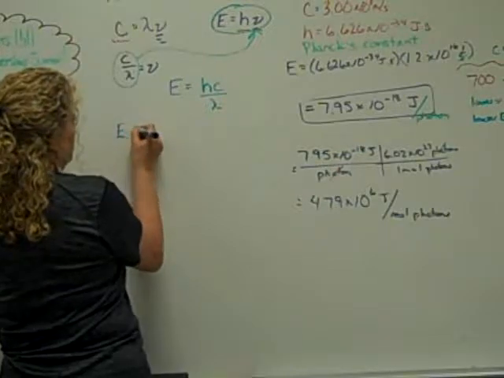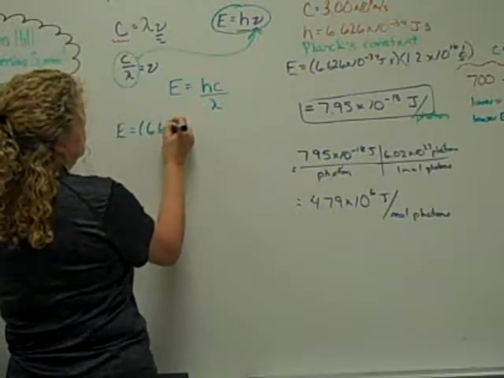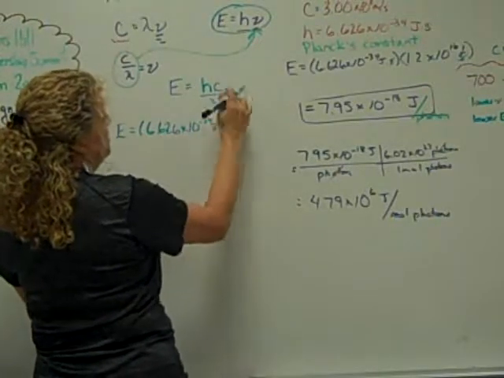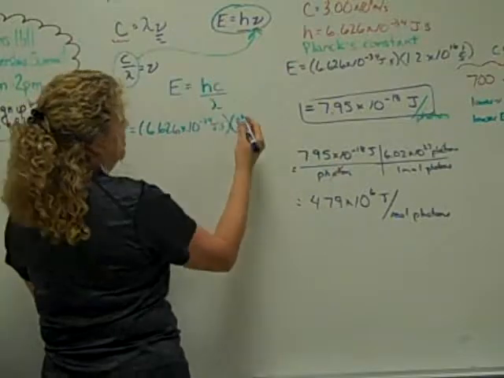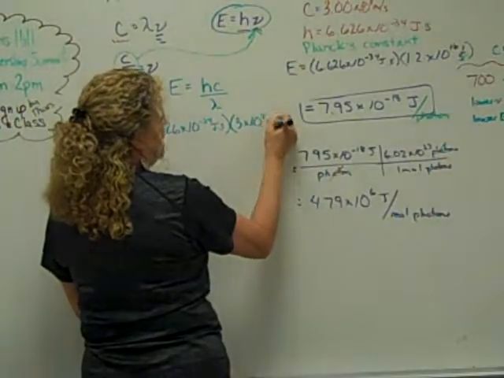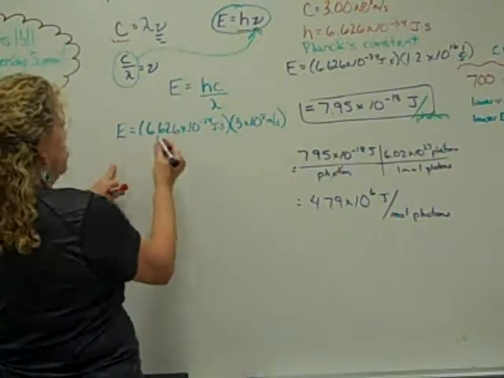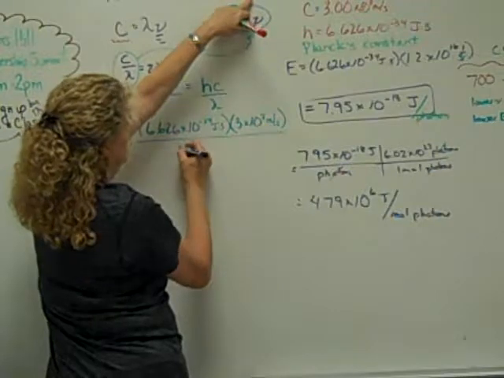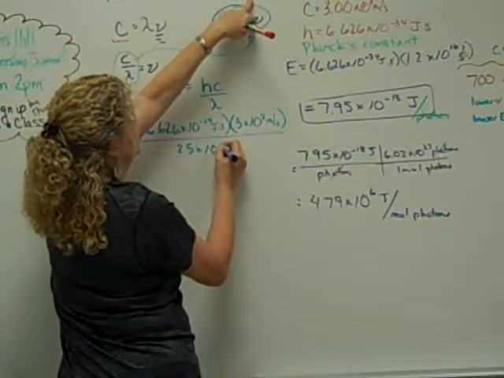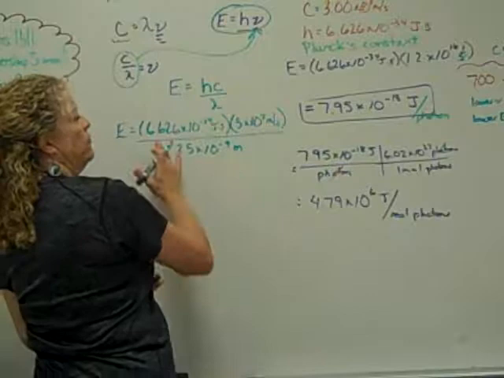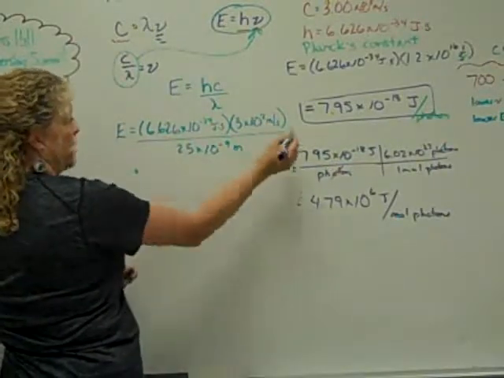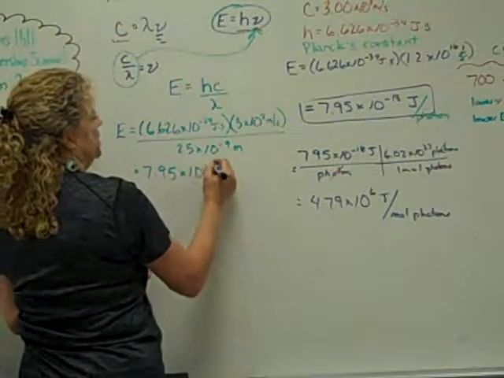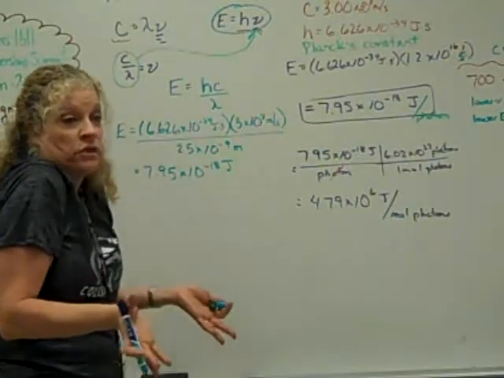And so when you're plugging it in, you're simply going to take 6.626 times 10 to the negative 34 joule seconds times the speed of light, 3 times 10 to the 8th meters per second, or you can use the 2.998 times 10 to the 8th, over, again, this is meters, so you've got to use the meter, not the nanometer version, 25 times 10 to the negative 9th meters. And in one fell swoop, you will get this energy, 7.95 times 10 to the negative 18 joules. It's kind of efficient, okay?